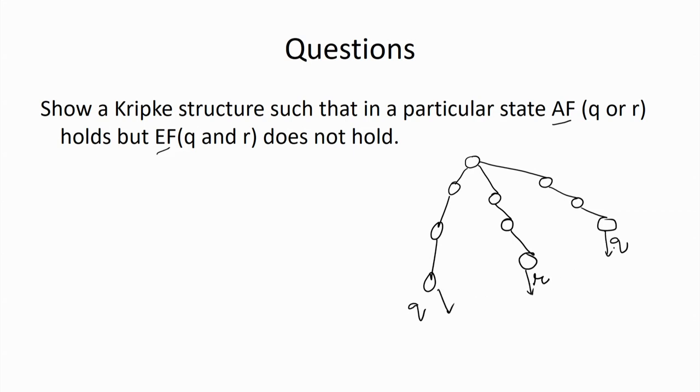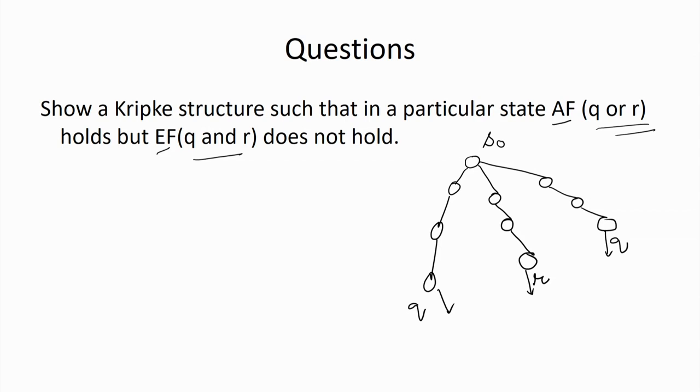Okay. In this particular case, if I go along this particular path in future, I am getting at least Q is true. So, Q or R is true. In this particular path also, R is true. So, Q or R is true. In this path, Q is true. So, Q or R is true. In this particular state, S0. In all paths in future, Q or R is true. But whether there exists a path in future where Q and R holds.